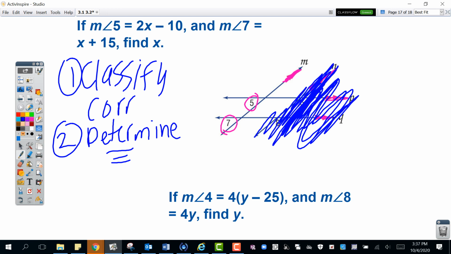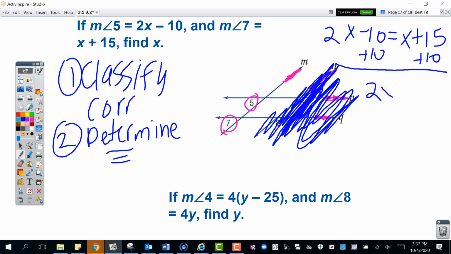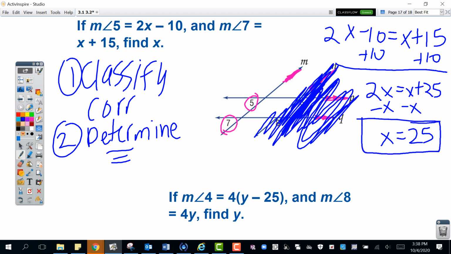So all I'm going to do here is take 2x minus 10 and set it equal to x plus 15 and solve. Now we just got a simple algebra problem. I'm going to add 10 to both sides. Now I've got 2x is equal to x plus 25, right? Then I'm just going to subtract x, and we get x is equal to 25, right? And they told us just to find x, so this would be our answer.